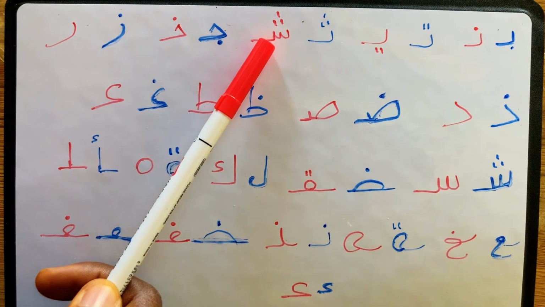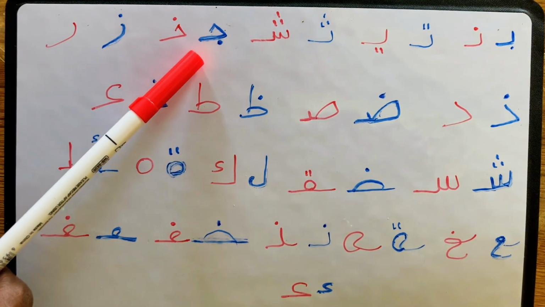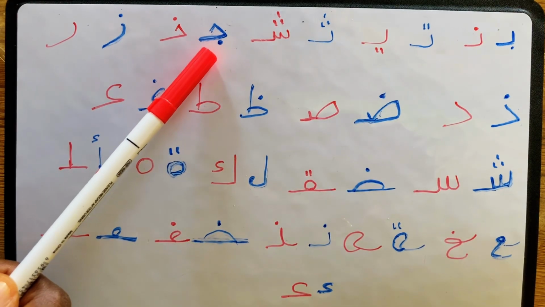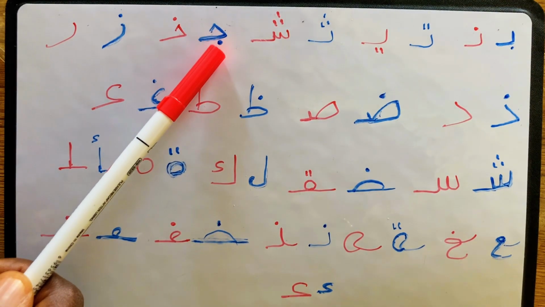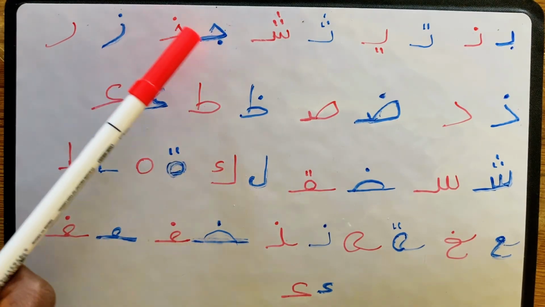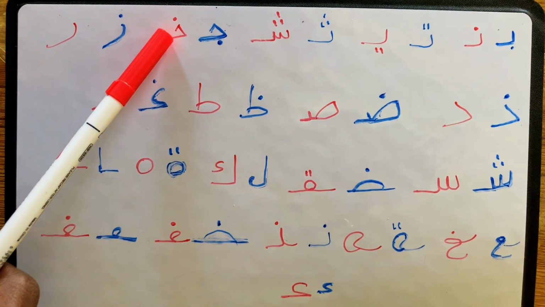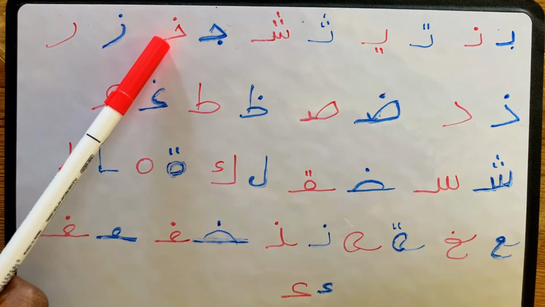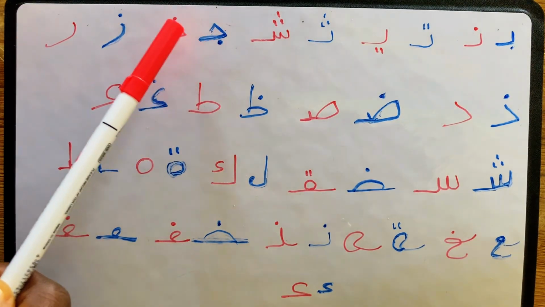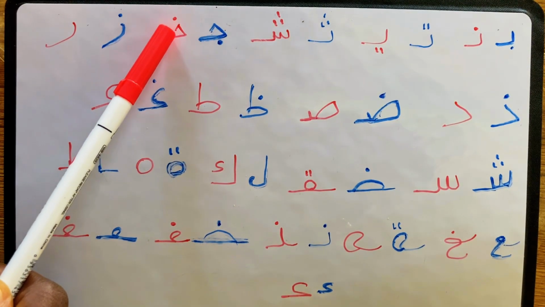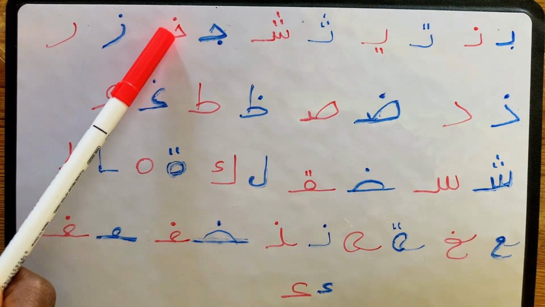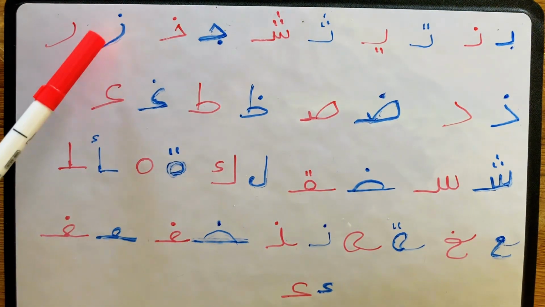Sa'un, Shinun, Jimun, Kha'un. Jimun has one dot at the bottom. Kha'un has one dot at the top. Jimun, Kha'un. You can see the similarity. They are almost the same. What differentiates them is the dots. Jimun has the dot at the bottom. Kha'un has one dot at the top.